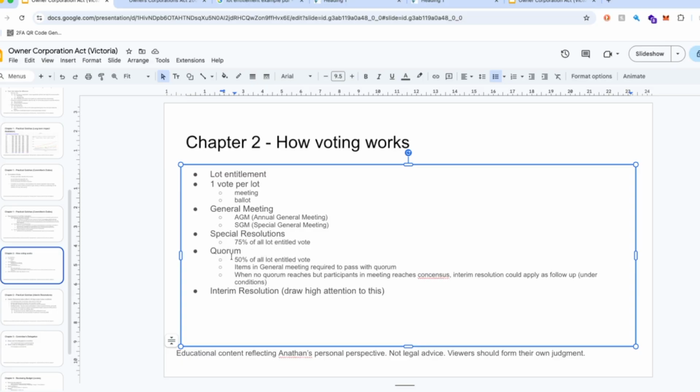Cool. So the next one is quorum. In a general meeting, there will be a set list of items that will be discussed. There could be items related to budgeting, or items related to a specific renovation in your building. When these items are discussed in a general meeting, there's a concept called quorum. So what is a quorum? A quorum is when 50% of the lots have voted yes towards this. So in a general meeting, items can only pass when they reach a quorum.